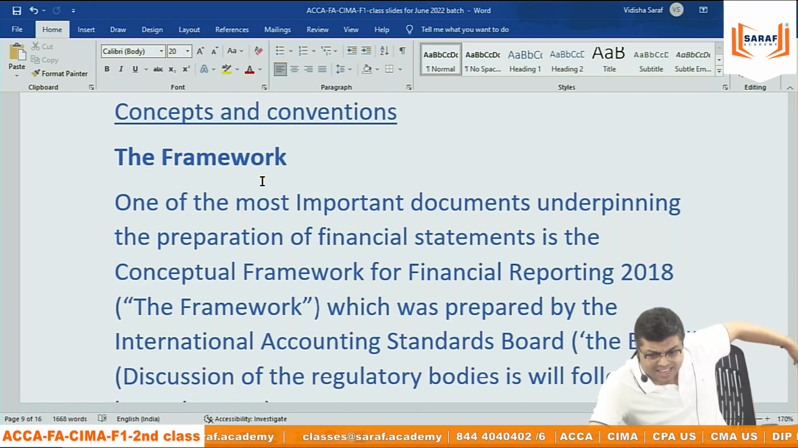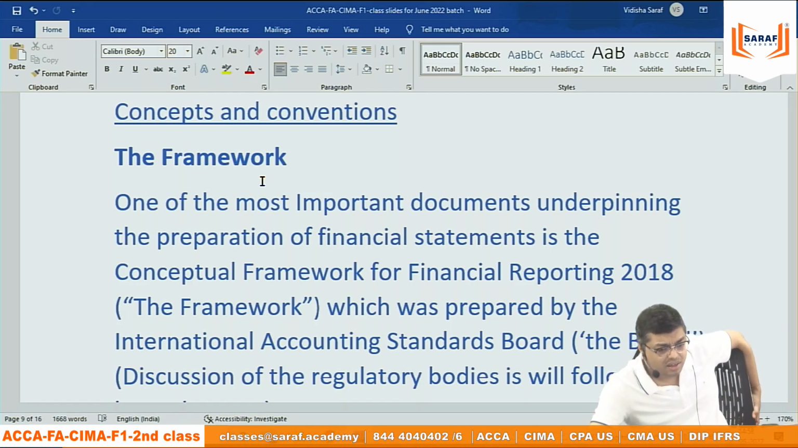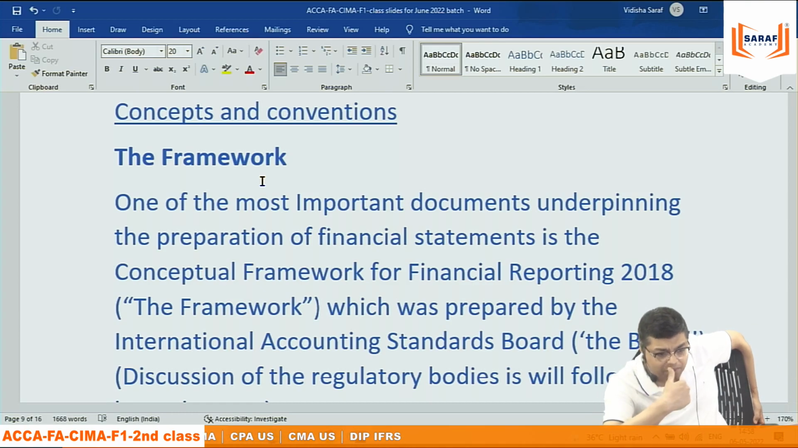This framework is regularly revised. I don't remember exactly, but first of all this framework was prepared in 2000, that means around 22 years back. Then the body changed the framework in 2010. Then again the body changed the framework in 2018. After 2018, already 4 or 5 years are over, and I am hearing that the body is changing the framework again.